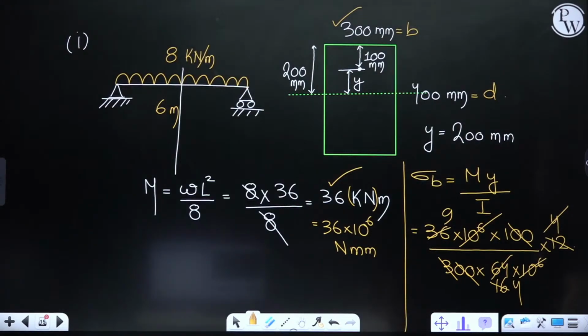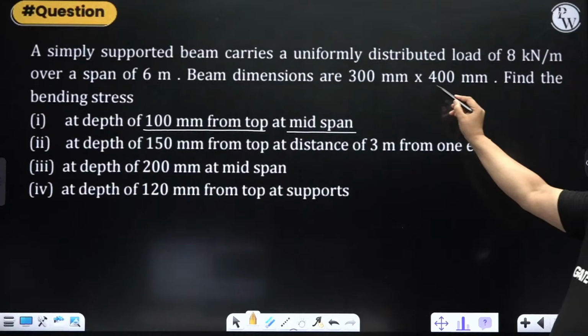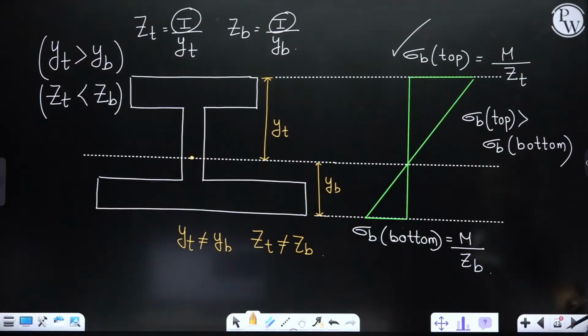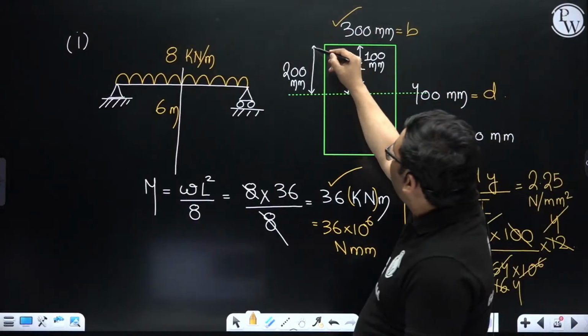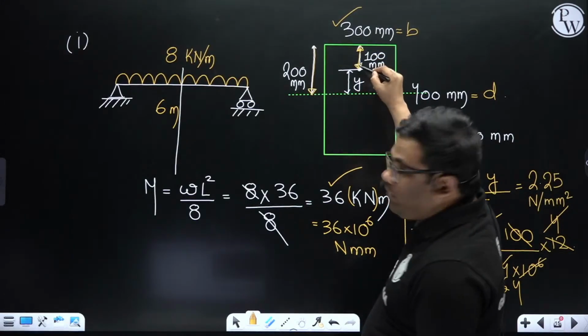Yes. How is y 200? Please tell me. It is 100 mm from top and the beam depth is 400, so the neutral axis depth will be 200, and I am saying 100 mm from top. So how is y 200?